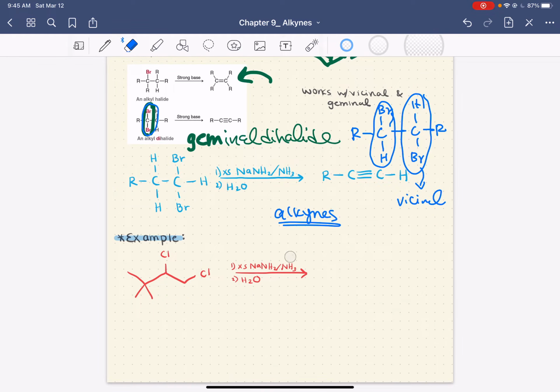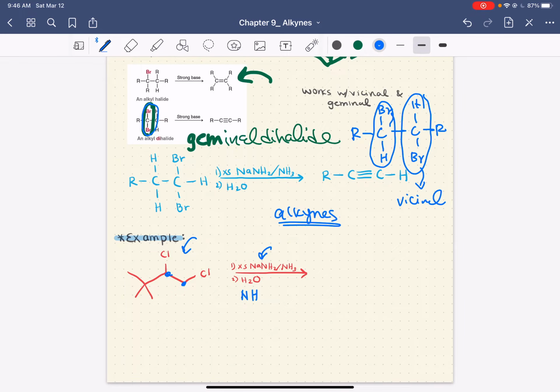All right. So we have our dihalide. This is a vicinal dihalide because both of these halogens are attached to two carbons adjacent to each other. All right, so we have our alkyl dihalide. We have, look at that, sodium amide dissolved in liquid ammonia and water. So let's go ahead and proceed with this reaction.